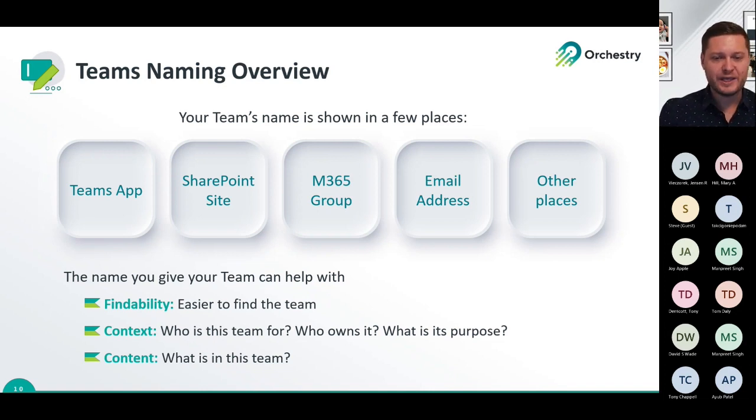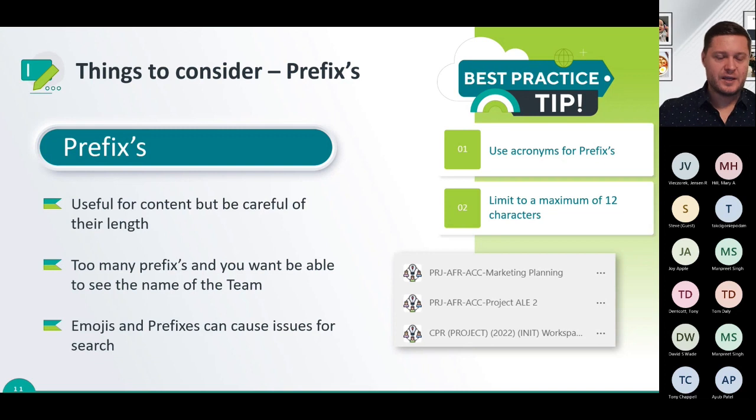So how do we get some good team names? The first thing that we recommend for team naming in particular is to consider the use of prefixes. A prefix is some sort of identifier that every team has before the team name. We typically recommend that you use acronyms for prefixes, and we'll talk a little about what some of those acronyms are. Having names prefixed with maybe PRJ because it's a project, for example, or DEPT because it's a department, is really going to help people understand the context of that team and when it should be used.